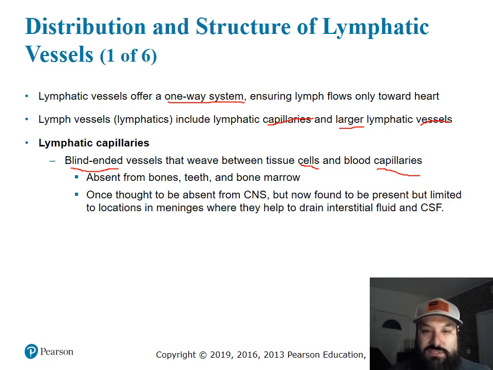And so bones, teeth, and bone marrow do not have lymphatic capillaries, and pretty much everywhere else does, including even the cerebral spinal fluid and the central nervous system. So we think that we have those in the meninges, and we've begun to discover that pretty recently.